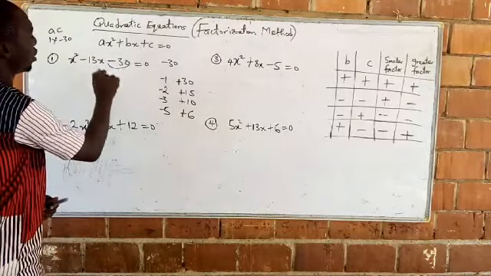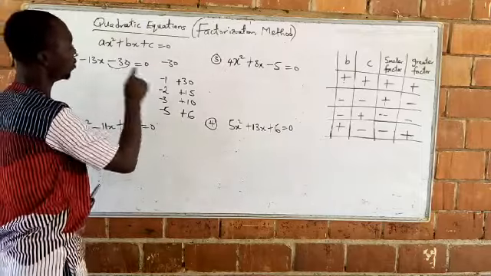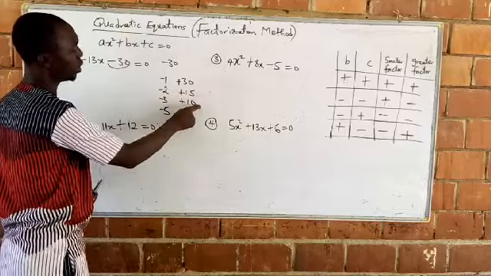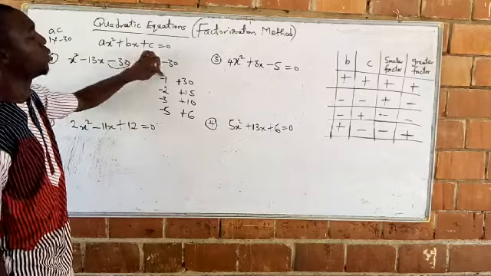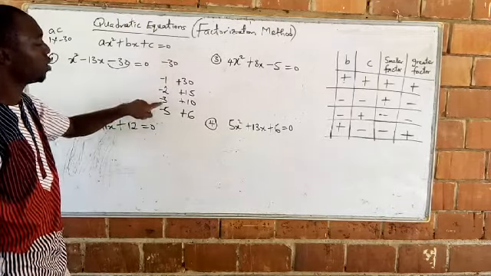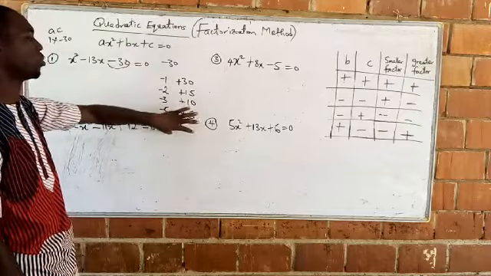Now let's take this one as an example. 1 times minus 30 is minus 30. So these are the factors of 30: 1, 30, 2, 15, 3, 10, 5, 6. We'll pair them this way, that is 1 multiplied by 30 is 30. 2 multiplied by 15 is 30. 3 multiplied by 10 is 30. 5 multiplied by 6 is 30. These are the factors of 30.